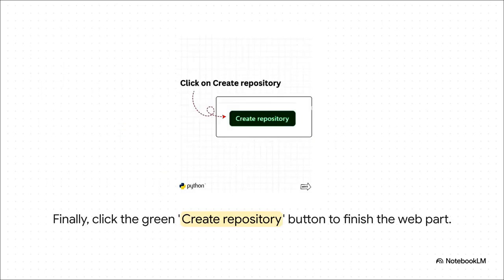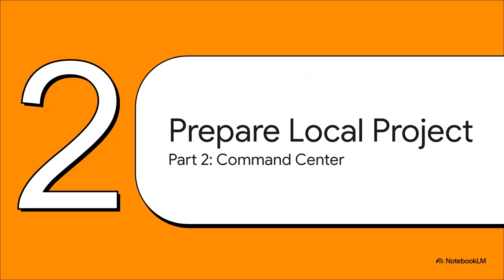And that's pretty much it for the website part. Just smash that big green Create Repository button and you are done. You've officially carved out a little piece of the internet for your code. See, that wasn't so bad. Okay, part one is done. Easy, right? Now let's switch gears and head over to your own computer.